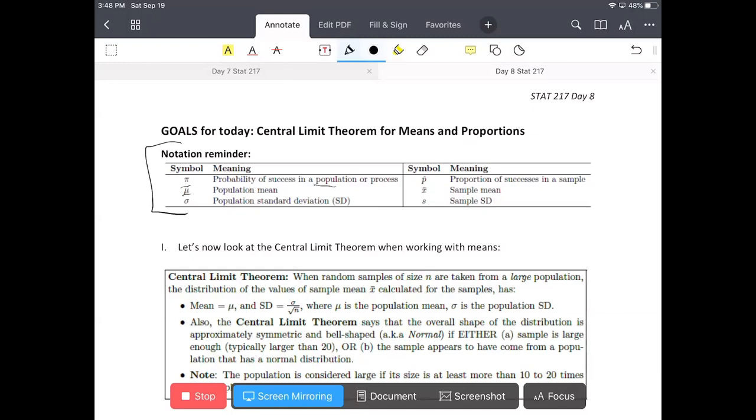Mu is for the population mean and sigma is for the population standard deviation. On the other hand, p hat is for the proportion in the samples, x bar is for the sample mean, and s, small s, is for the sample standard deviation. A lot of times I'll just say SD, but whenever we're talking about the population, we should really make sure we use population standard deviation.